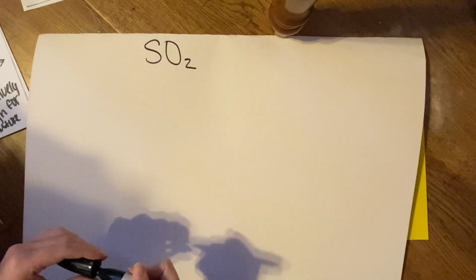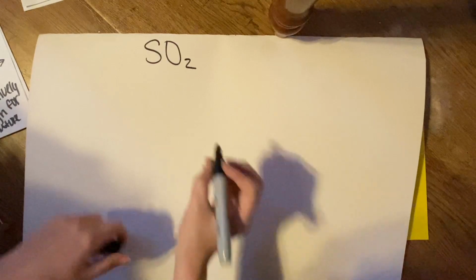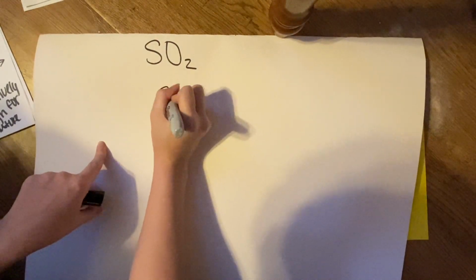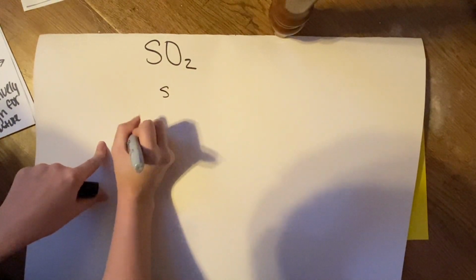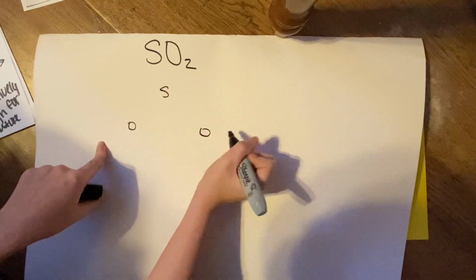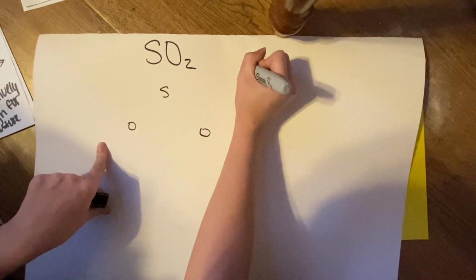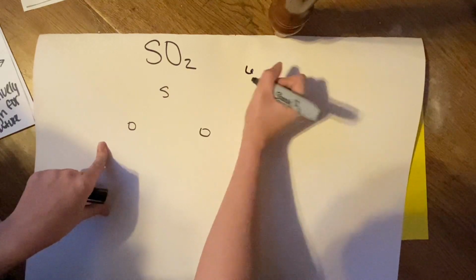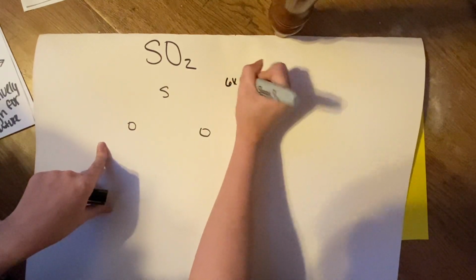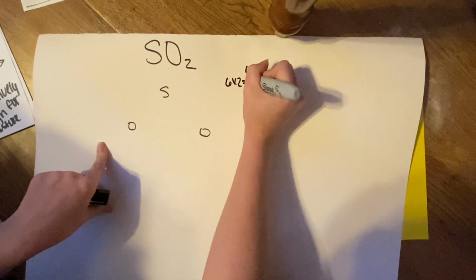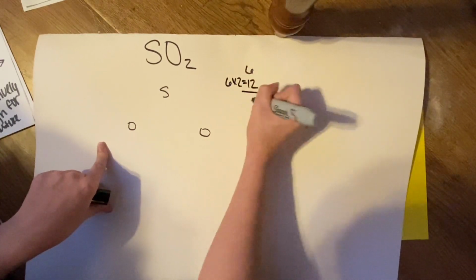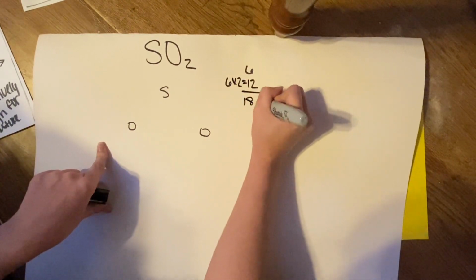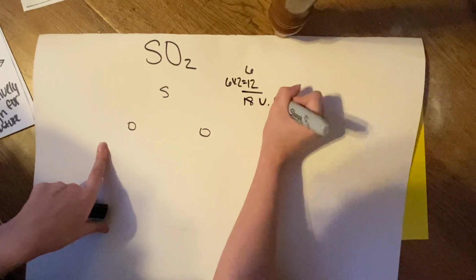Our next molecule is going to be SO2. Draw that here. Sulfur has 6 electrons. Oxygen also has 6. There are 2 of them, so we're going to multiply that and get 12. That will give us 18 valence electrons.